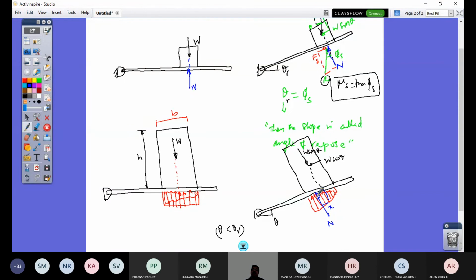If you look at what would happen, there is a couple formed. This N into x is a couple now. Or about this point, W sine theta into x is a couple, right? And W cos theta into this height is a couple. So you also have to have a moment balance. That is the difference from particle mechanics, which has only translation.